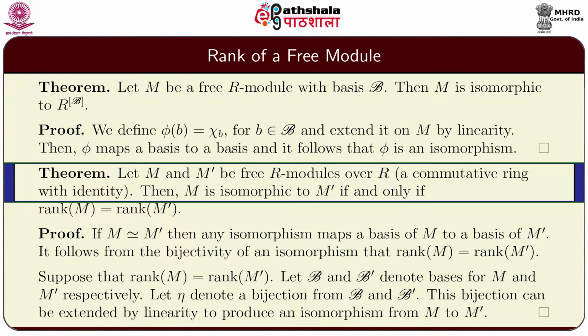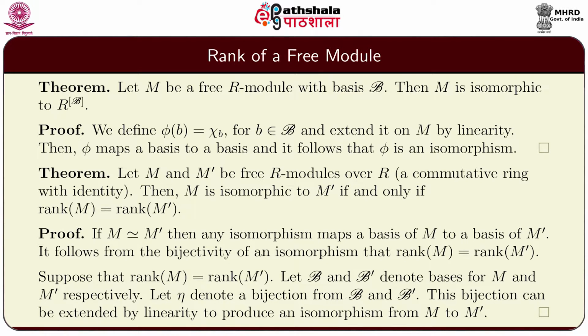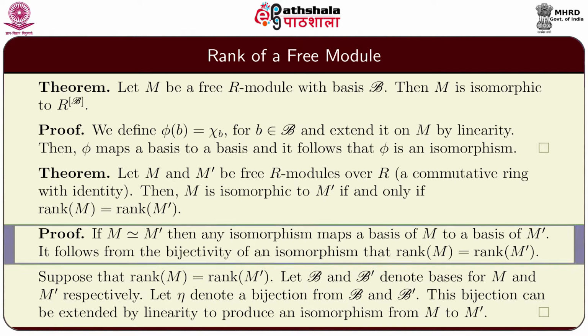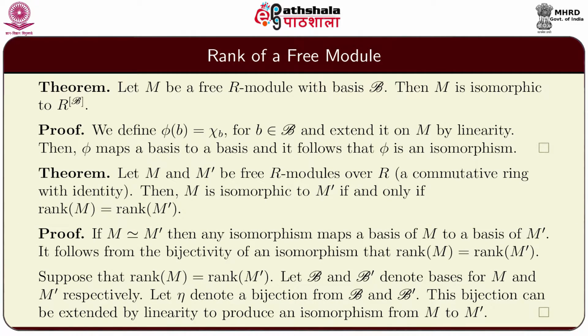Theorem: let M and M dash be free R modules over R, where R is a commutative ring with identity. Then M is isomorphic to M dash if and only if rank of M is equal to rank of M dash. Proof: if M is isomorphic to M dash, then any isomorphism maps a basis of M to a basis of M dash. It follows from the bijectivity of an isomorphism that rank of M is equal to rank of M dash.